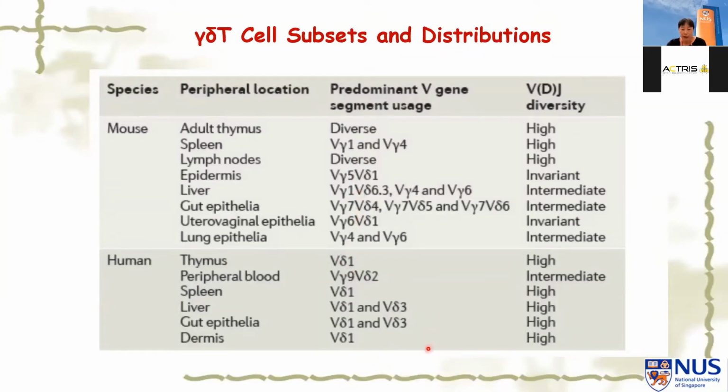So for human, mainly we know that there are different V delta populations. The V delta 2, V gamma 9 are the major gamma delta T cell subset in the peripheral blood, and the ones in the tissues are mainly the V delta 1 gamma delta T cells. And for the mouse, it's mainly subdivided by the V gamma chains used.